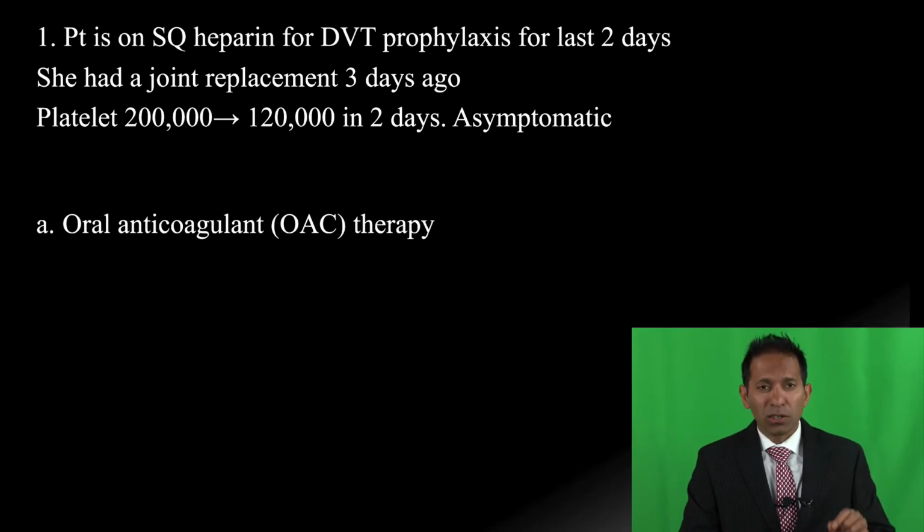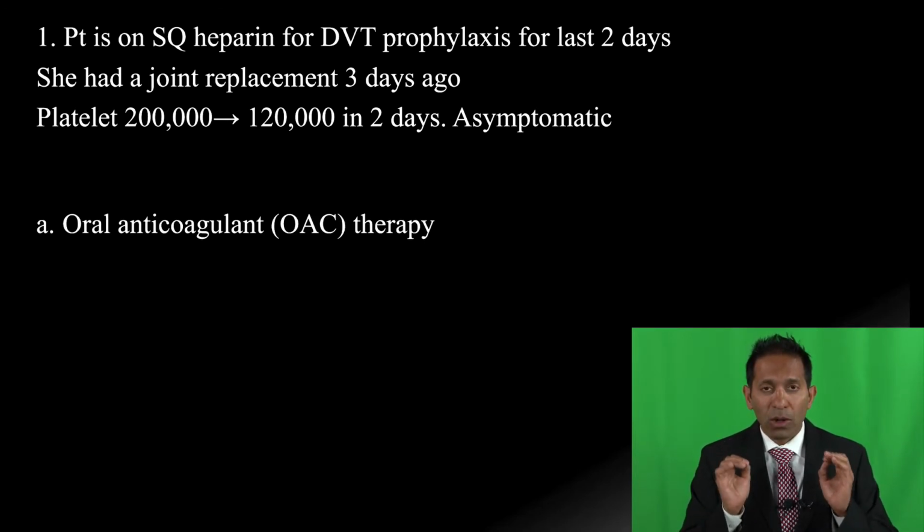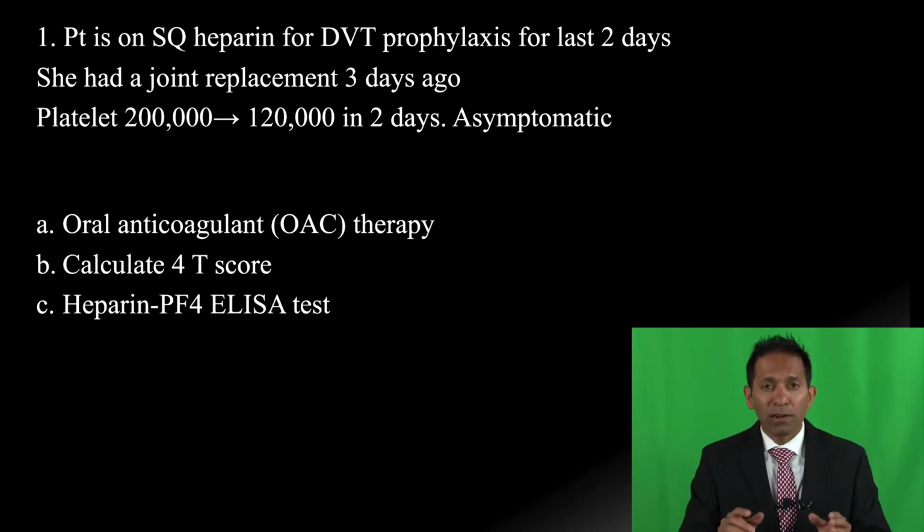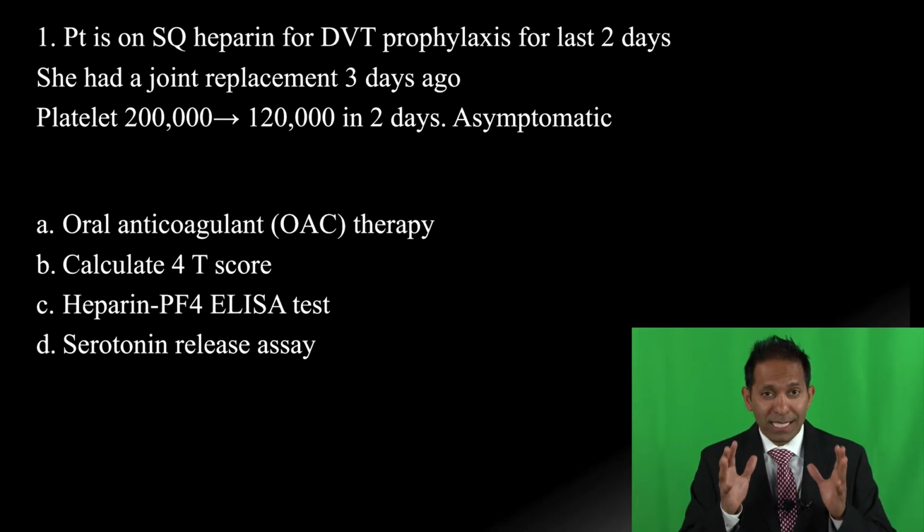Option A, start her on oral anticoagulant therapy. Option B, calculate her 4T score. Option C, order heparin platelet factor 4 ELISA test. Option D, order serotonin release assay. So here the right answer is option B.